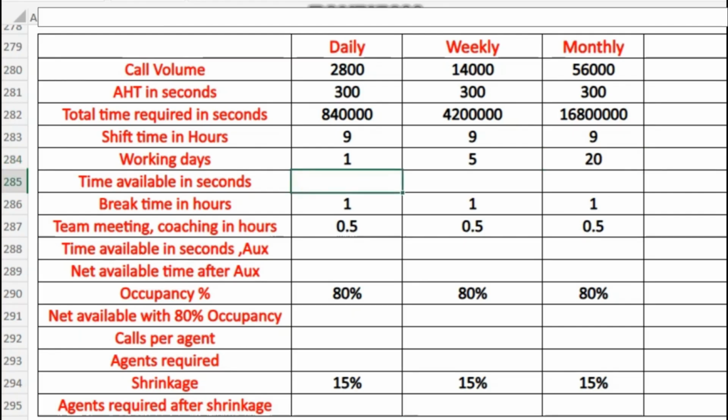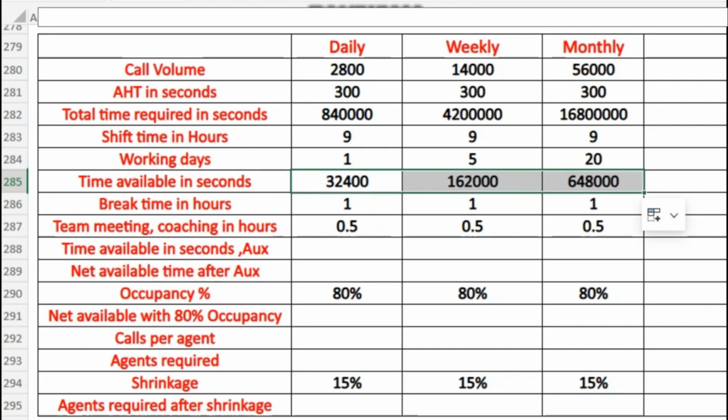Now we need to find out the time available in seconds on the basis of shift timing and working days. How can we calculate it? Simply, that would be the 9 hours of shift multiplied by one working day, and we have to convert that into seconds. First we convert it into minutes, then into seconds. That would be the time available in seconds in the shift. Then we simply drag it down to weekly and monthly basis.